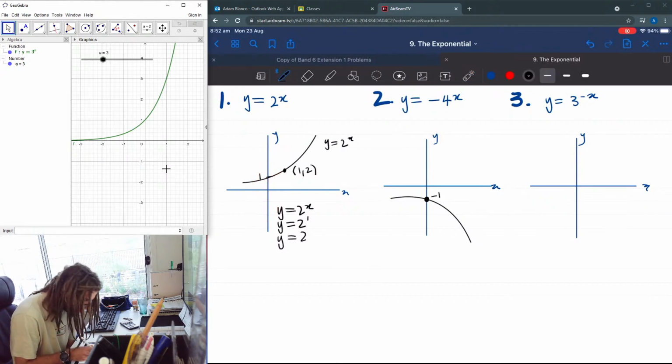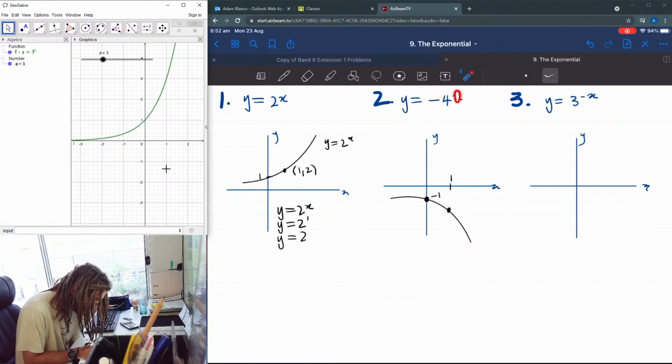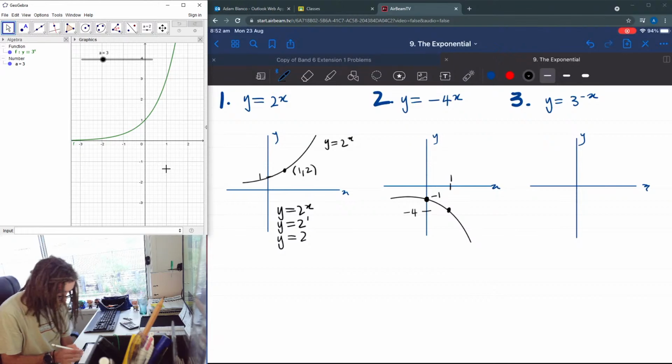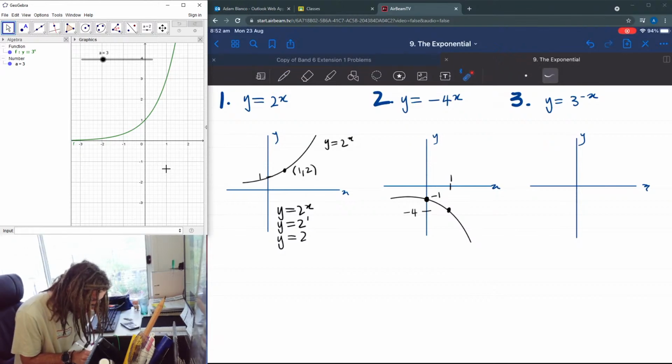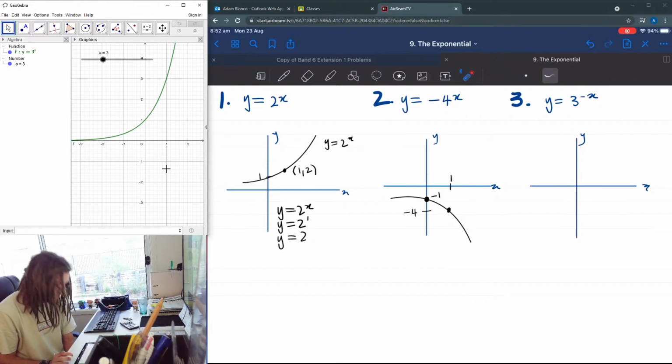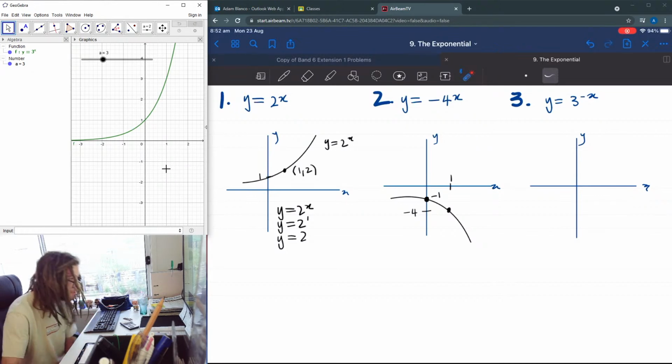Again, you can just use a point here for scale. I always just use x equals 1. When I put a 1 in there, I'm going to have minus 4 to the power of 1, which is just minus 4. So that there is going to be minus 4. And last thing, what happens when the minus is right next to the x? Well, you can think of it like, let me show you on the right.